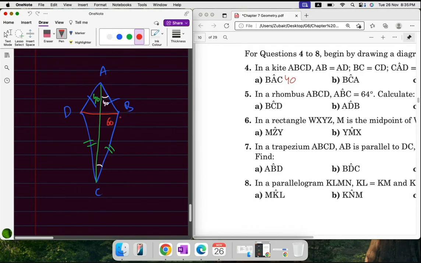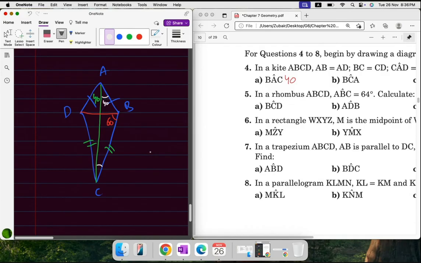60 is just this portion. 40, 50, 20, 40, 40, 60.